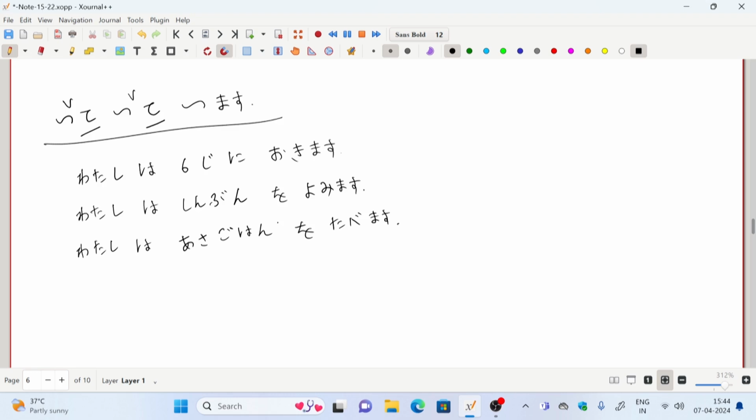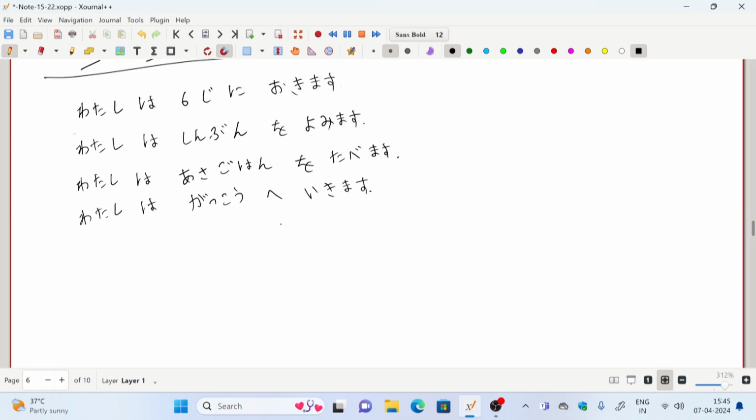And then I go to school. Watashi wa gakko e ikimasu. So let's combine all the 4 sentences now. So instead of repeating watashi wa, we'll do te form of every verb because these have come in a sequence. So when there is a sequence in action, we can use te form and write it like this.